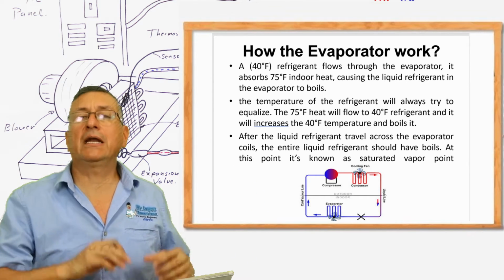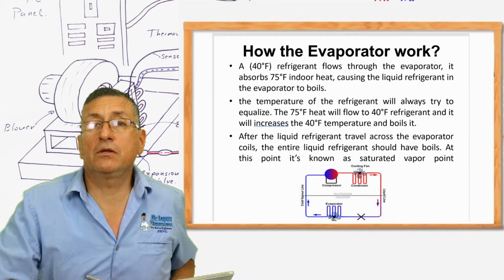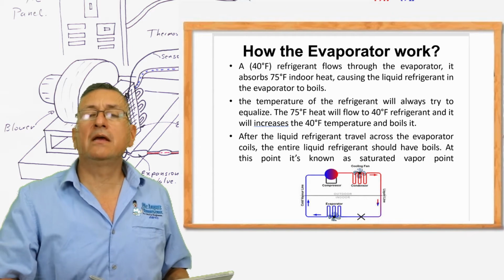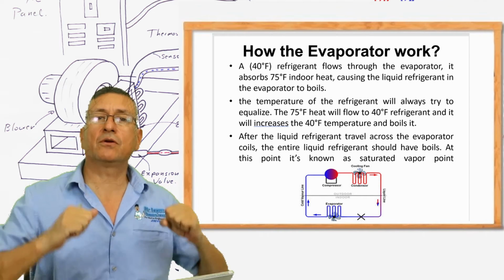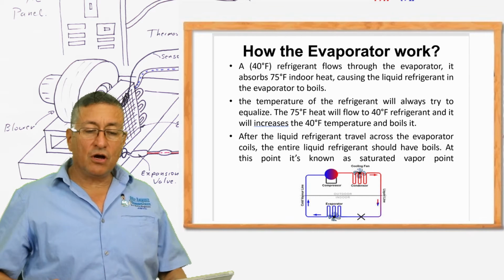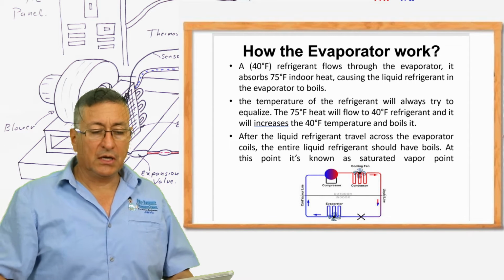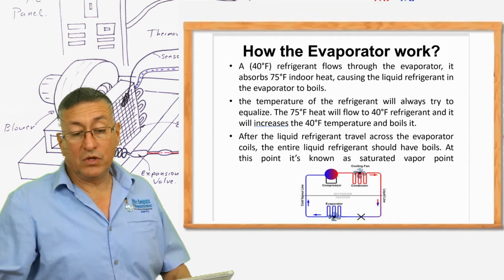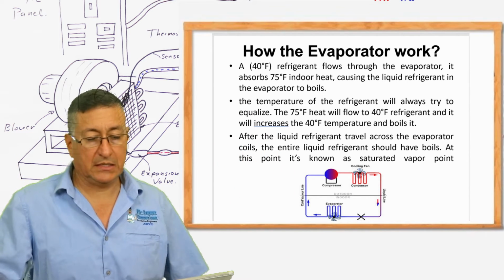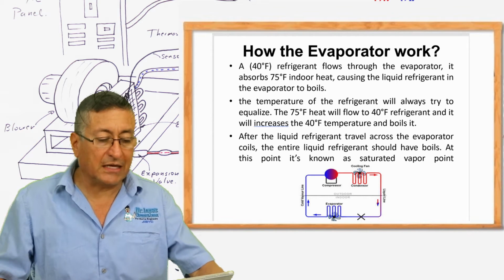Yeah, the refrigerant starts to boil because the ambient temperature around the coil in the evaporator is 80 degrees, 75 degrees, 90 degrees Fahrenheit. Of course, immediately the refrigerant inside of the evaporator starts to boil, starts to pass from liquid into vapor. The temperature of the refrigerant will always try to equalize with the ambient temperature. The 75 degrees heat will flow through the 40 degrees refrigerant and increase the temperature and boil the refrigerant. That's the typical explanation that I did before about that situation.